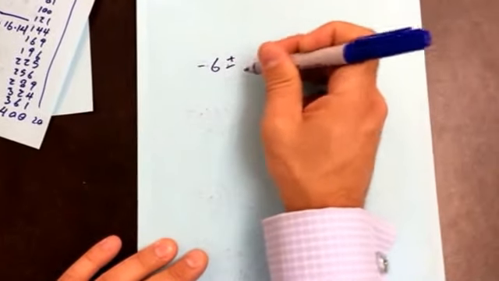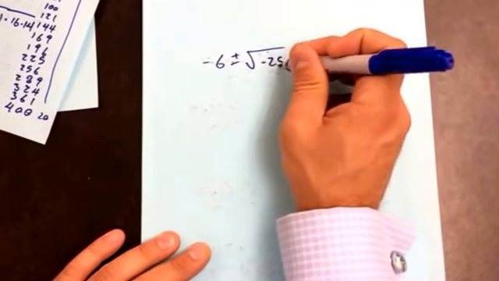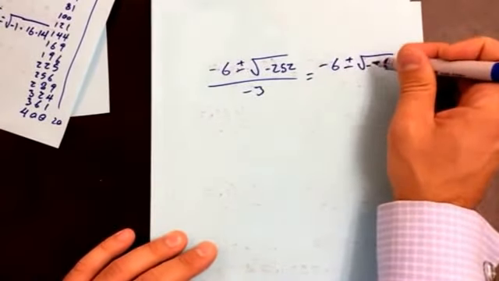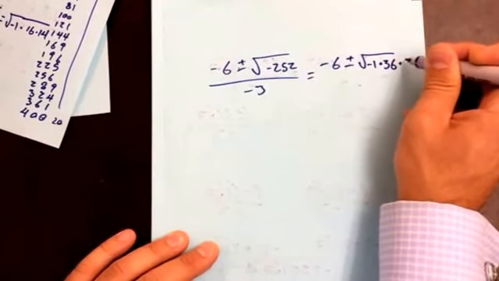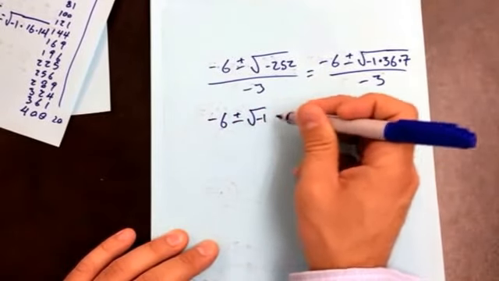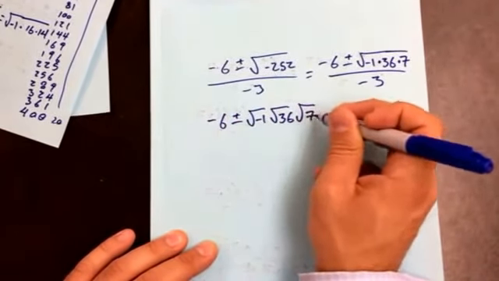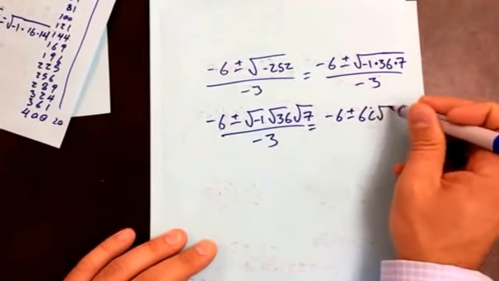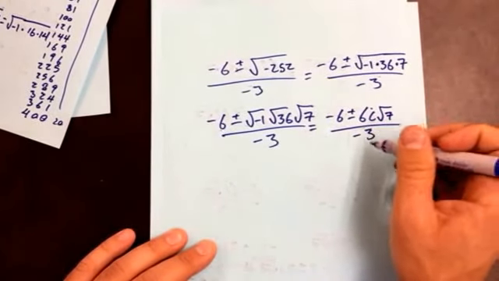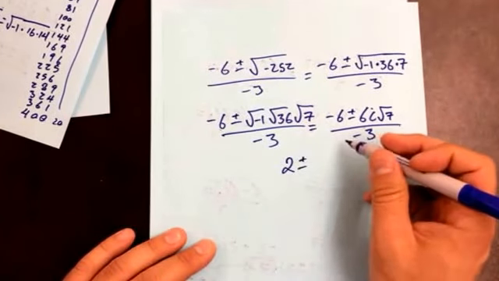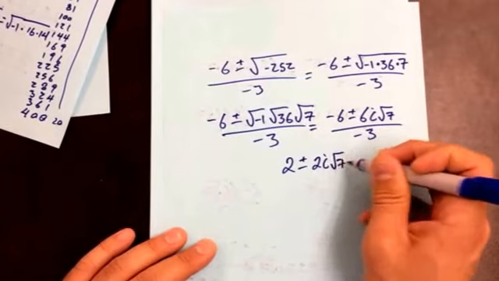And the last one I'm going to do is very similar. I'm going to do negative 6 plus or minus the square root of negative 252 over negative 3. So I'm going to follow the same process. Negative 6 plus or minus the square root of negative 1, square root of 36, square root of 7 over negative 3. Negative 6 plus or minus 6i square root of 7 over negative 3. The negative divided by the negative is going to give me a positive. Plus or minus doesn't change. This is going to be 2i square root of 7. And that's my final answer.